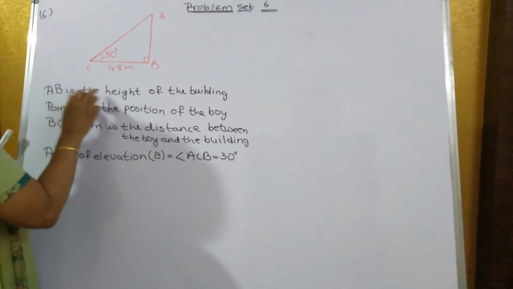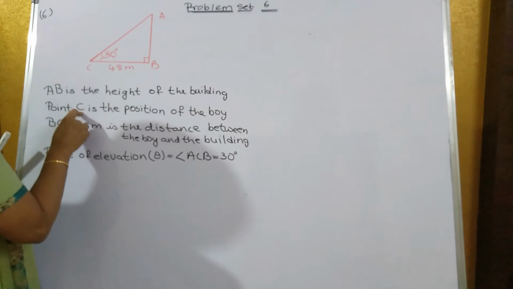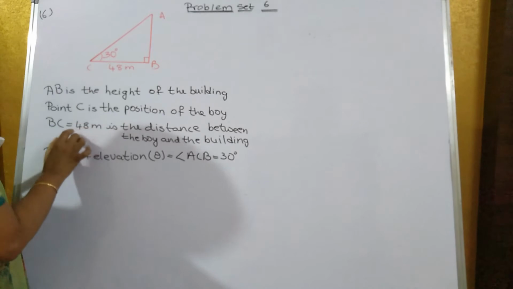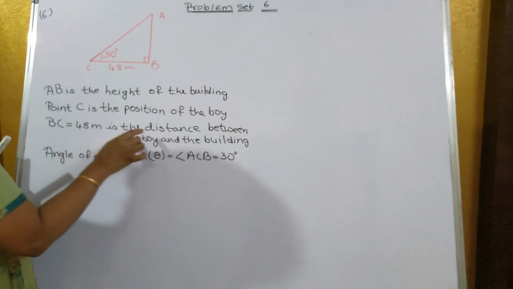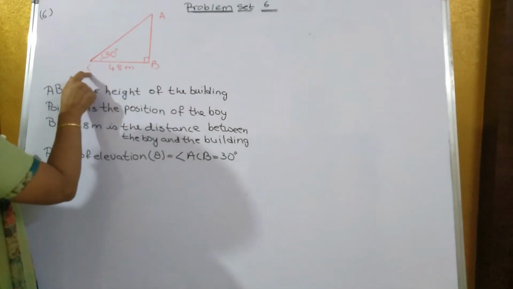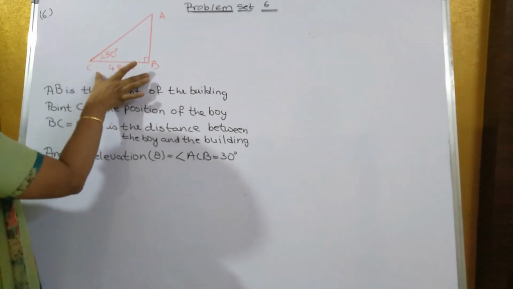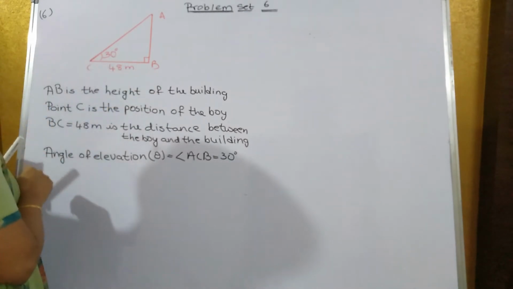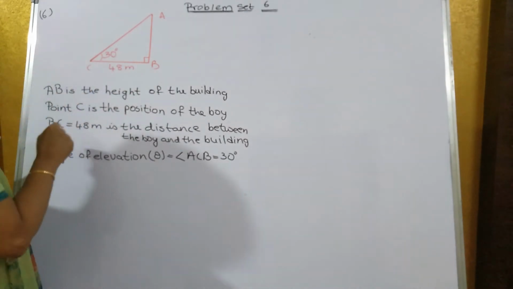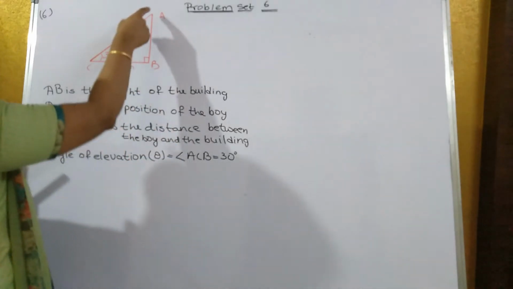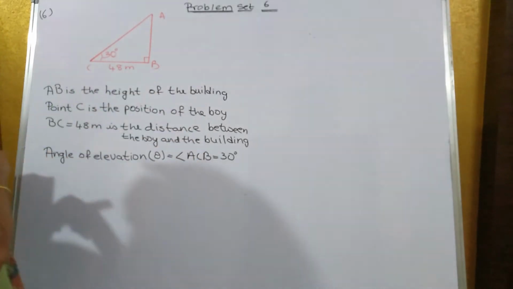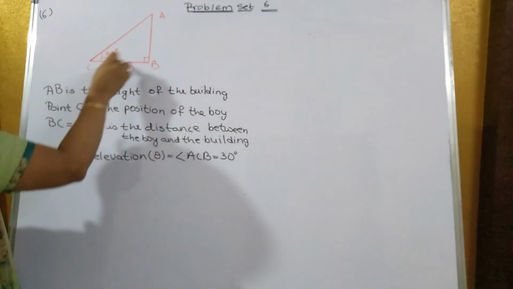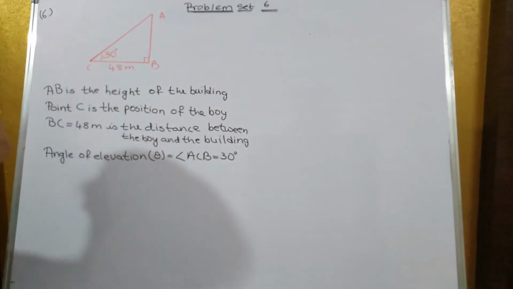So AB is the height of the building, point C is the position of the boy, and this BC is equal to 48 meters, that is already given, the distance between the building and the boy. So between the boy and the building, how much is the distance? 48 meters. And angle of elevation, that is theta, is equal to what? Angle ACB is equal to 30 degree. We have to find out the height of the building. So we have to find out the opposite side and the adjacent side is given. So we will use tan 30.